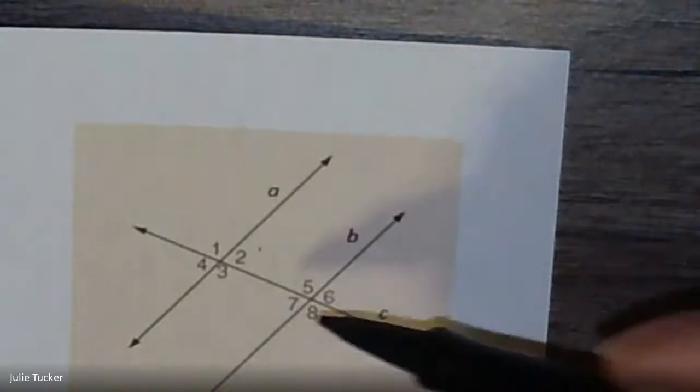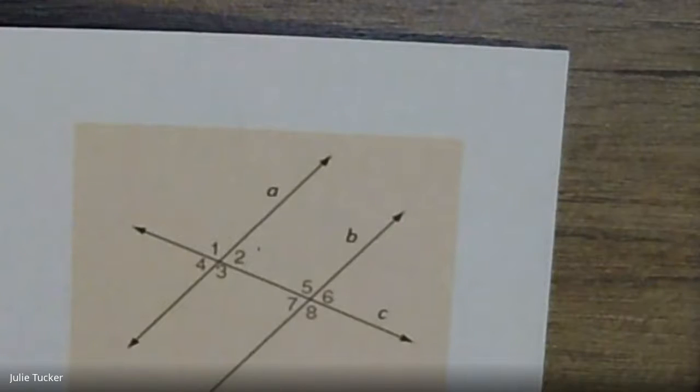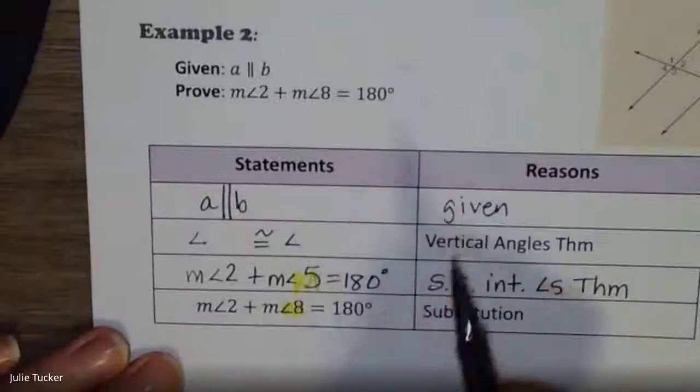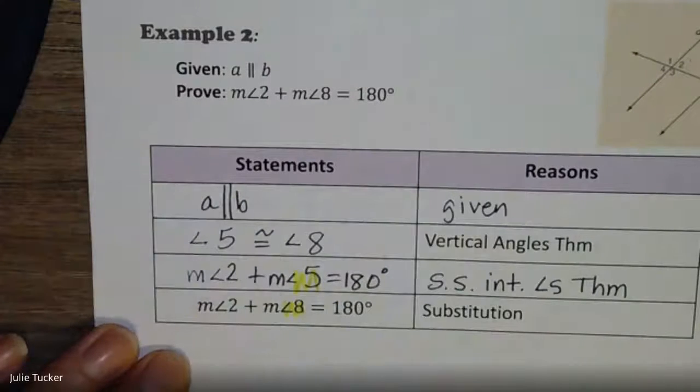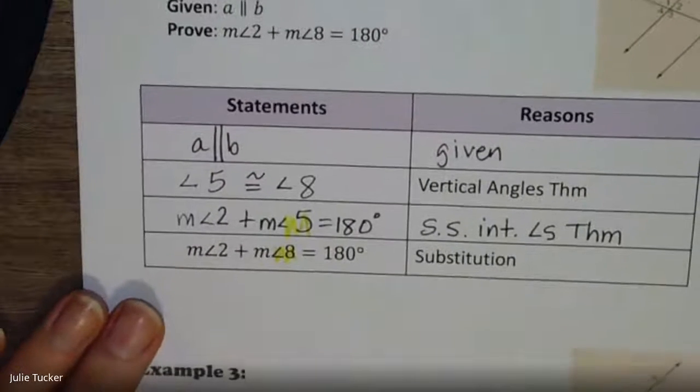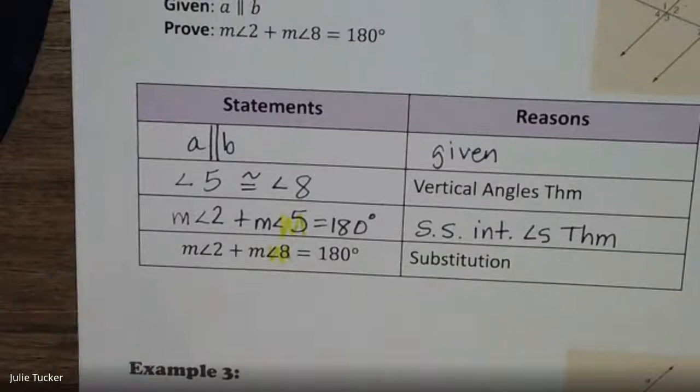5 and 8. So yes, those are vertical angles. So let's put 5 and 8 right here. Okay? Yeah. So this is a lot to think about, but you can do it. It's a little bit challenging, but I know you love a challenge.